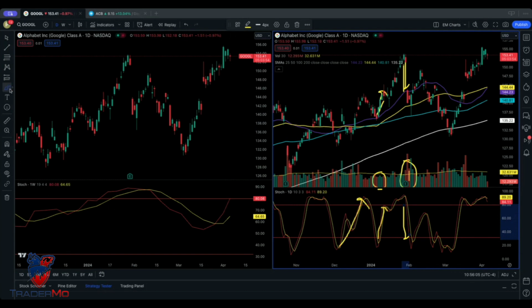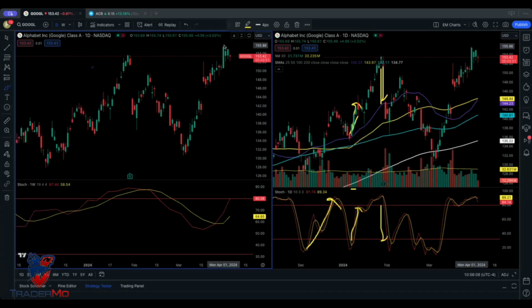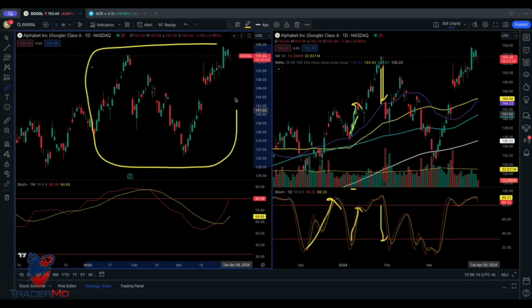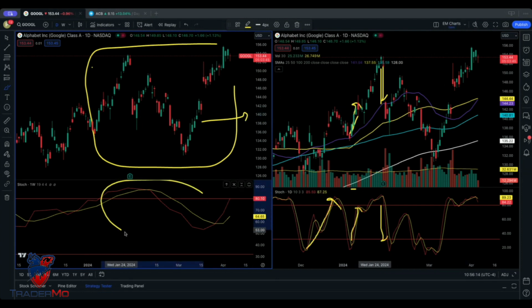And it just doesn't work over a long period of time. So when we come over to the weekly chart, and this is my favorite chart, remember, the candles are the same. The candles here and over there are exactly the same. The difference is the trend.